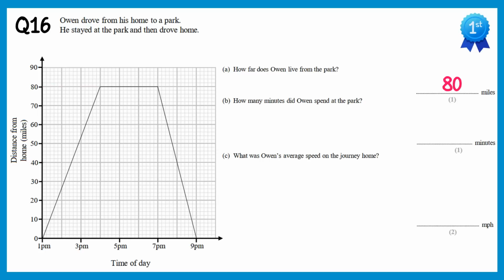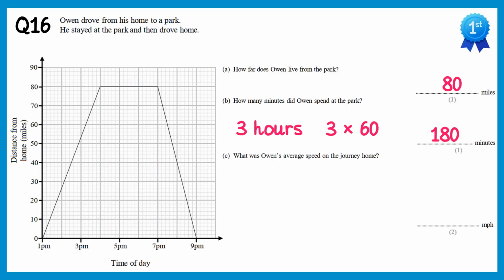For part B, we need to know how many minutes he spends at the park. You can see him spending time at the park when we have a horizontal line here. This line starts here, which is at 4 PM, and finishes here at 7 PM. So from 4 PM to 7 PM is 3 hours. The question asks for the time in minutes though, so we need to times this by 60. 3 times 60 is 180 minutes.